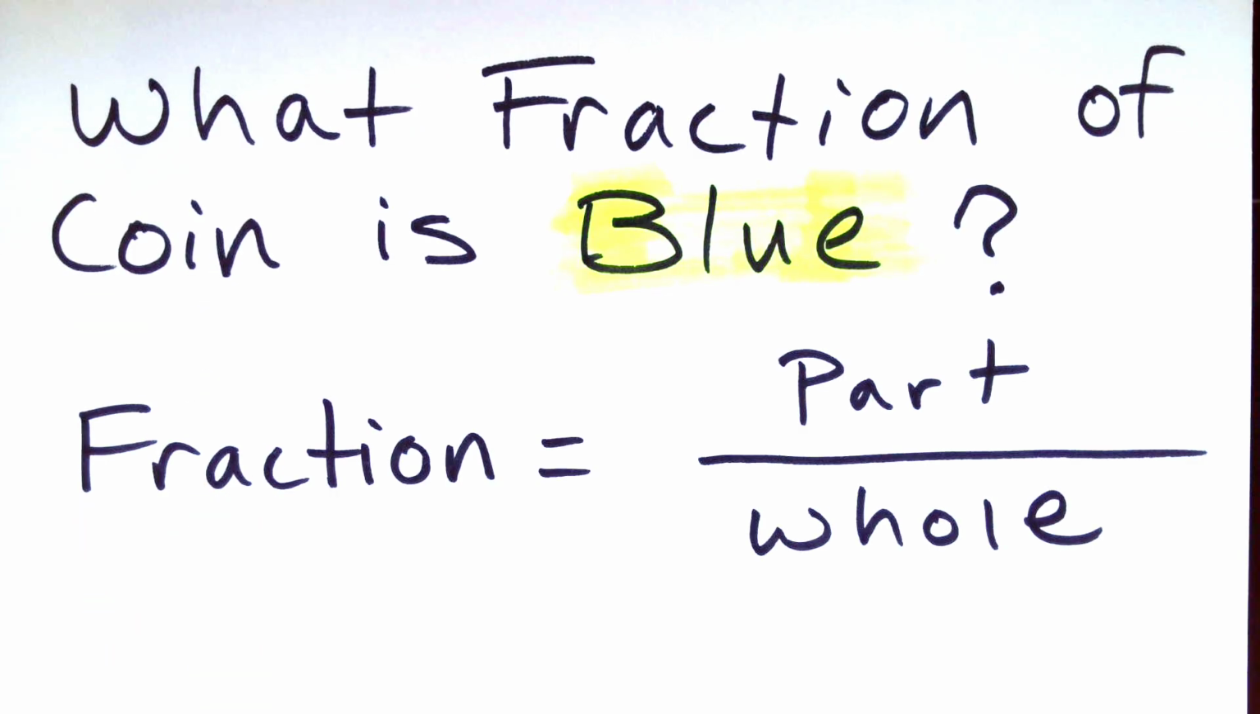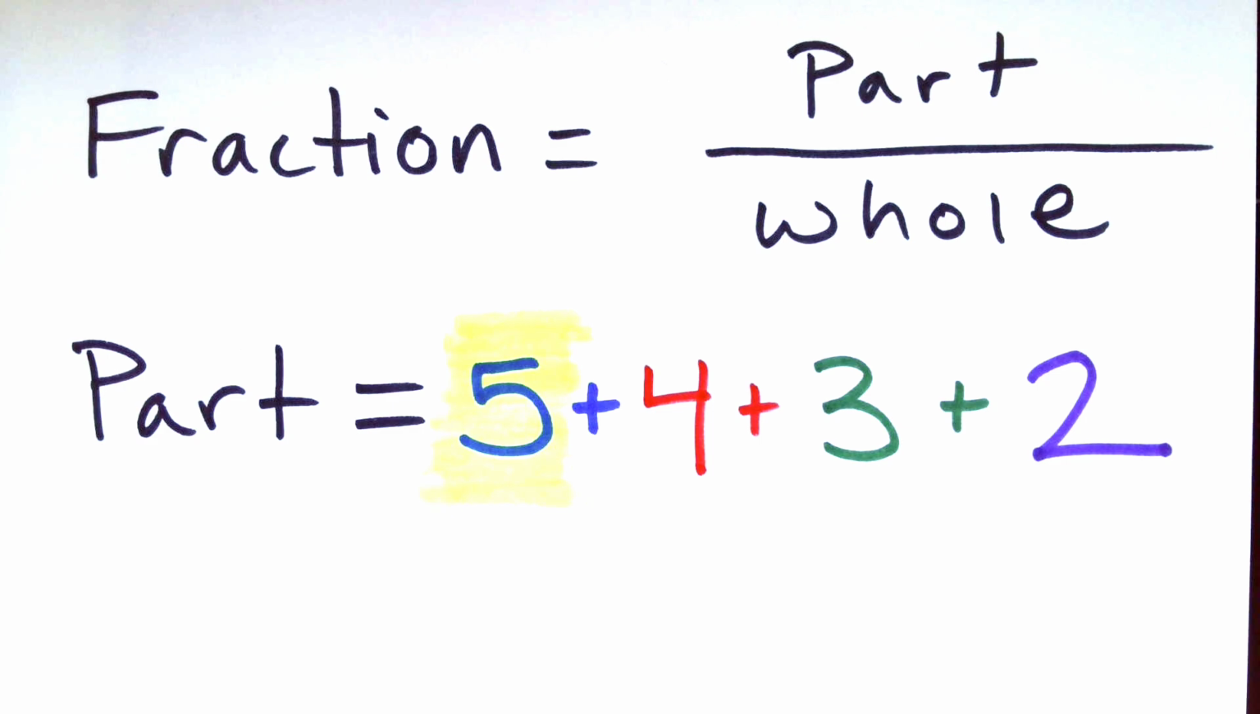Okay, so what fraction of coins is blue? Question. And remember, when you're creating a fraction, you want to put the part over the whole, right? So how many blue is the part? How many total coins is the whole? Okay, so you can see here, these are all the coins. There was 5 blue, 4 red, 3 green, and 2 purple.